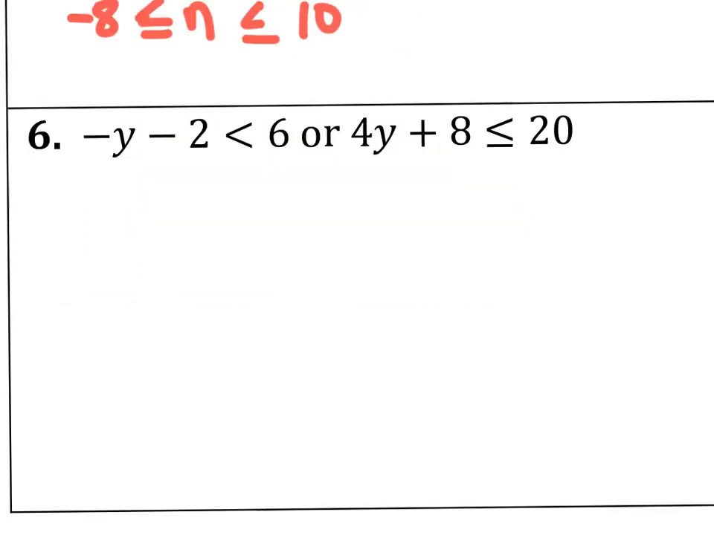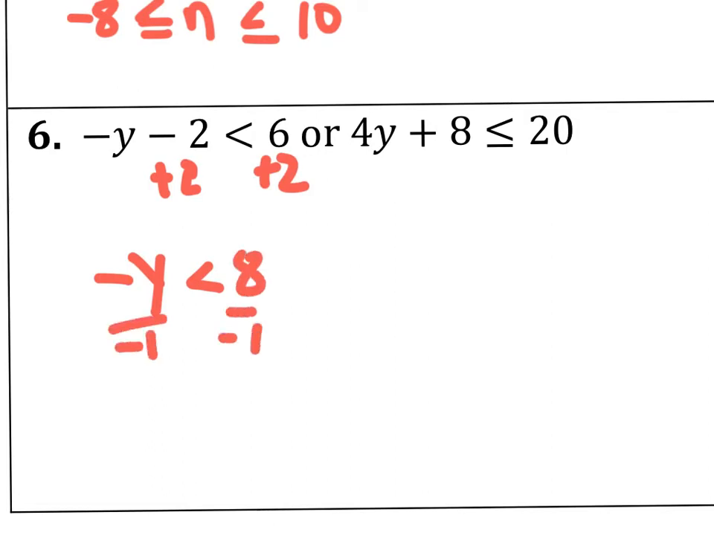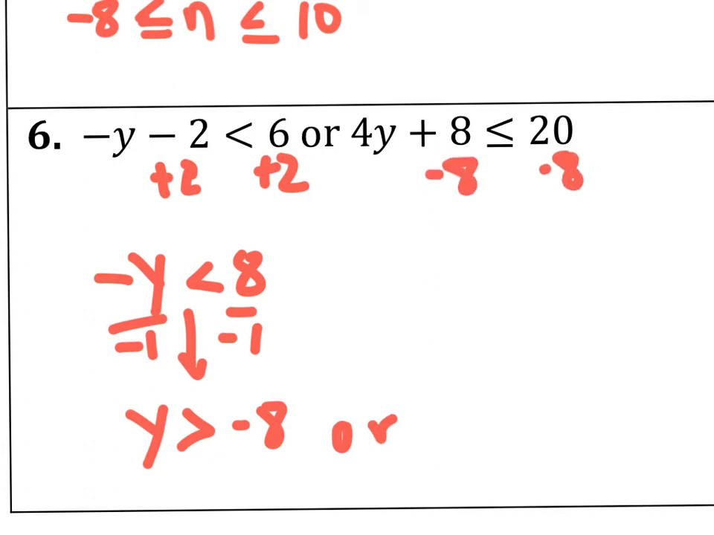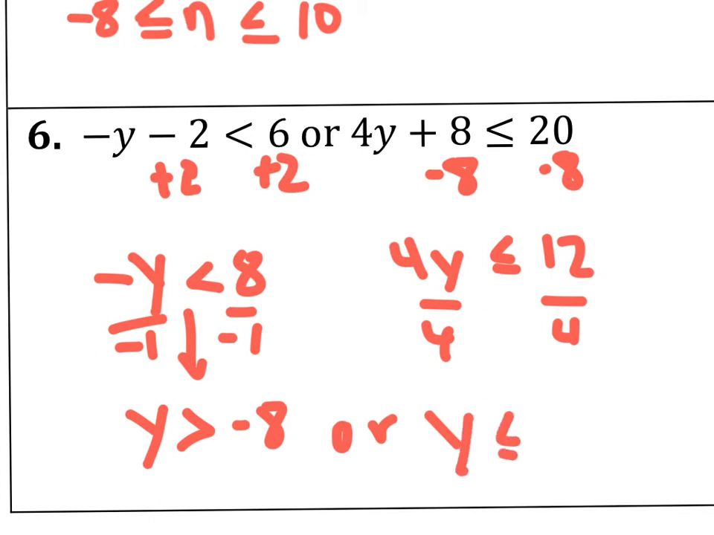Alright, remember with ORs, it could be on one side or the other, so we're going to solve each individual piece first. We're going to add 2 to this side, add 2 to that side, get negative y is less than 8. And then we want positive y, so we're going to divide by negative 1. We divided by a negative, so we have to flip the inequality. So we get y is greater than negative 8, or go ahead and solve this one, subtract 8. 4y is less than 12. Divide by 4. We get y is less than or equal to 3.